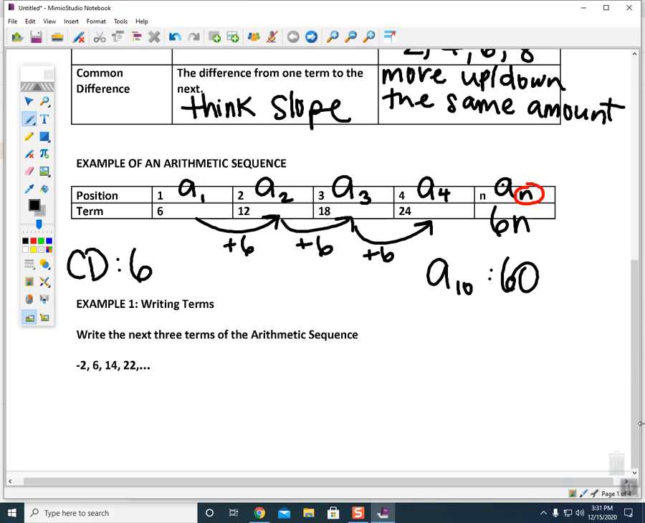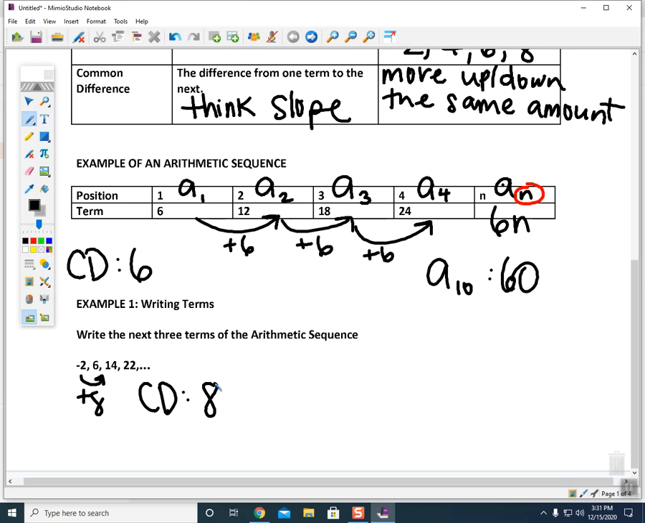Write the next 3 terms of the arithmetic sequence. So I go from -2 to 6 to 14 to 22. So -2 to 6 is plus 8. 6 to 14 is plus 8. 14 to 22 is plus 8. So that means that my common difference is 8.